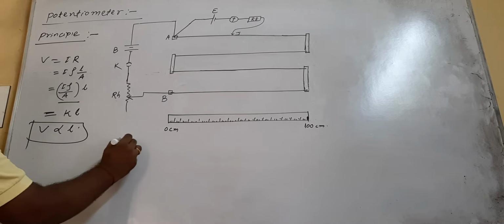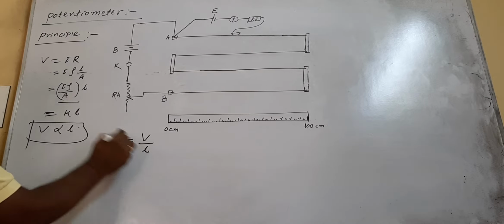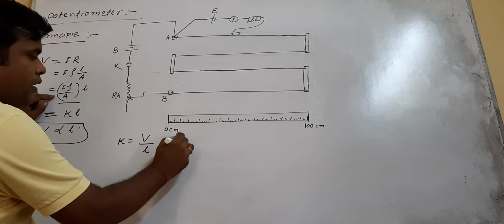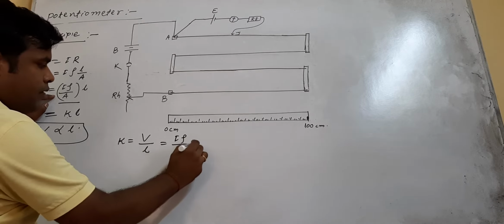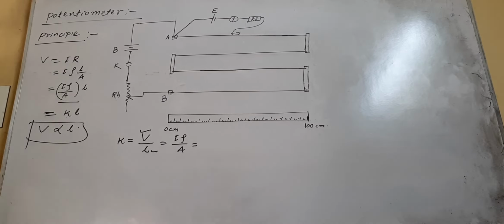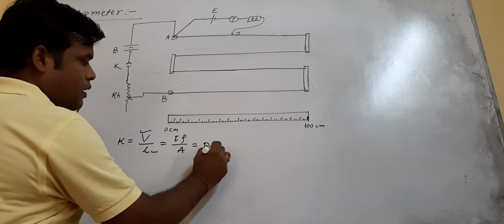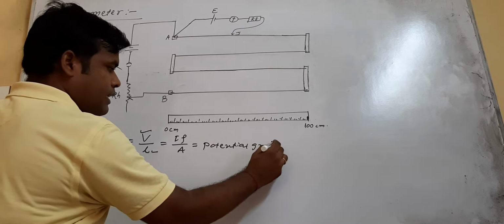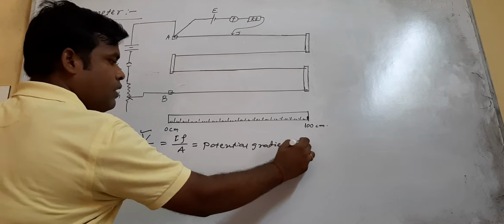This K you can write as V by L. This is equal to I rho by A. As it is potential drop per unit length, it is called the potential gradient of the wire.